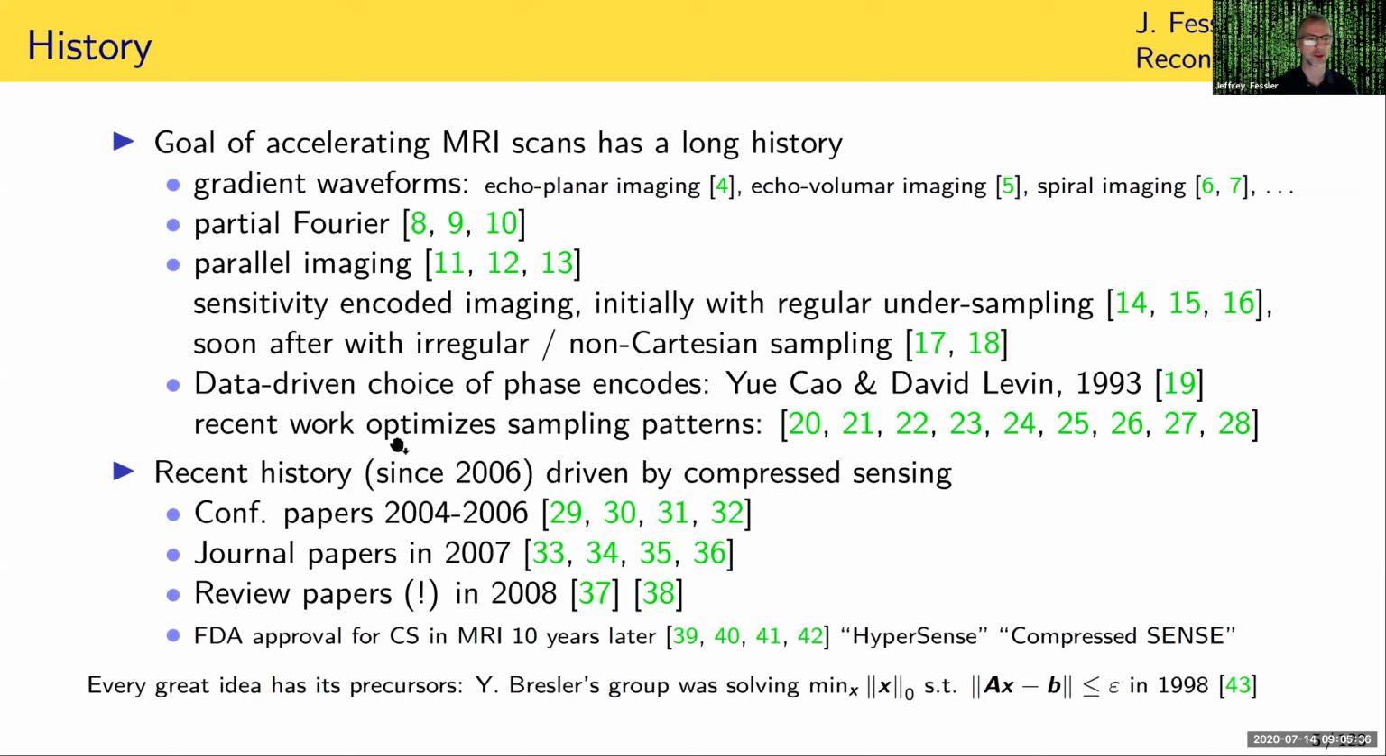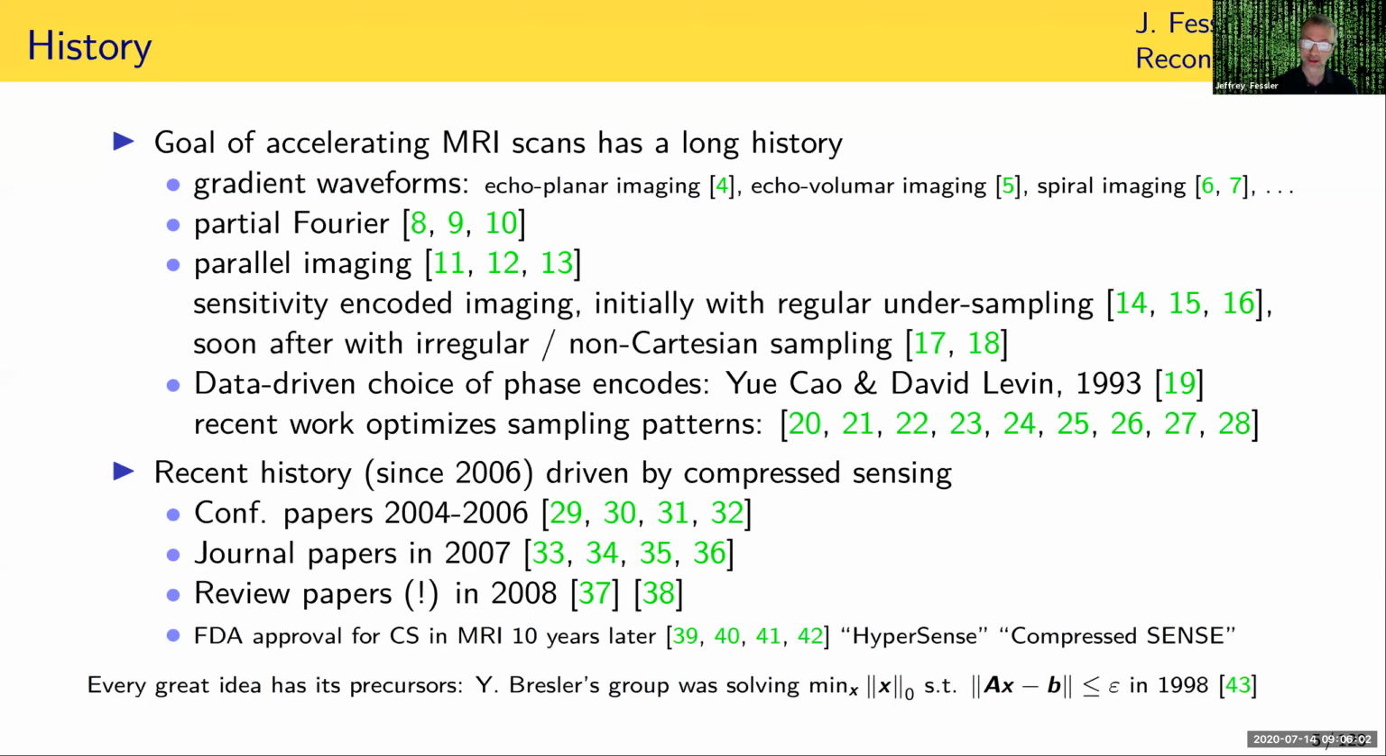And there's been a very recent trend towards revisiting, or really digging in much more detail, that topic of using training data to choose the sampling patterns. In the last 10 plus years, compressed sensing certainly has been a major theme. Initially, there were conference papers in the '04, '06 kind of time frame, leading to some journal papers shortly after that, and leading to review papers right after that.